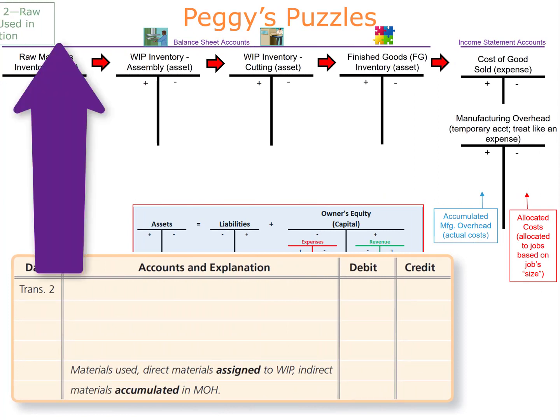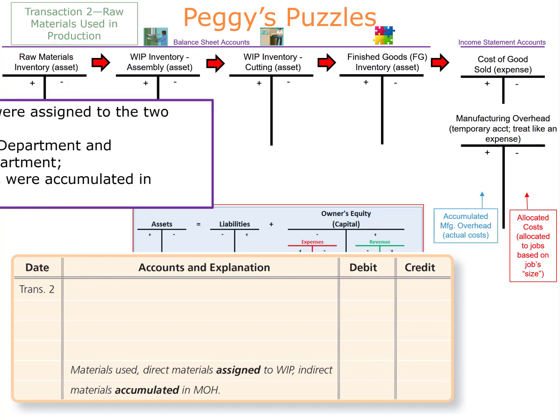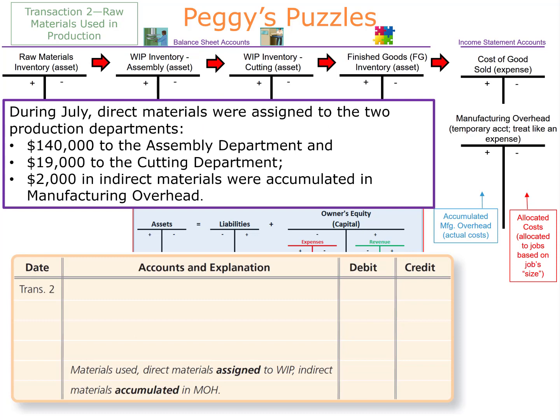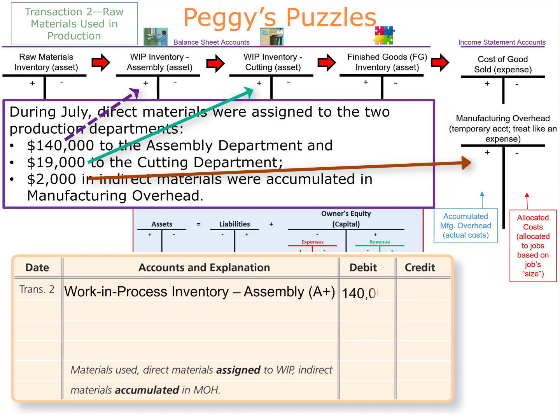Transaction 2 is using raw materials in production. During July, direct materials were assigned to the 2 production departments, $140,000 to the assembly department and $19,000 to the cutting department. $2,000 of indirect materials were accumulated in manufacturing overhead. So the work in process inventory account for the assembly department increases by $140,000, and since it is an asset account, it increases on the debit side. Direct materials for this department are the cardboard, pictures, and glue.